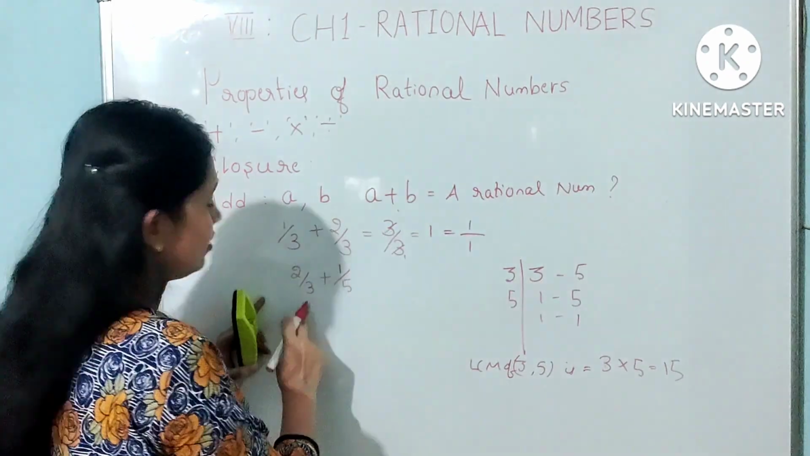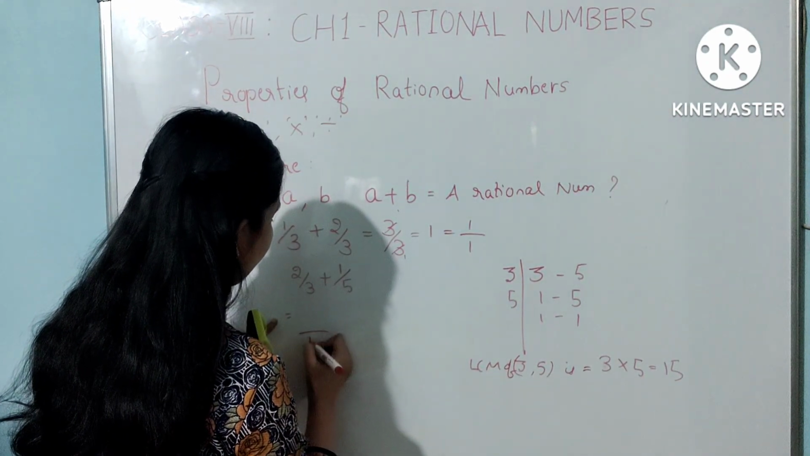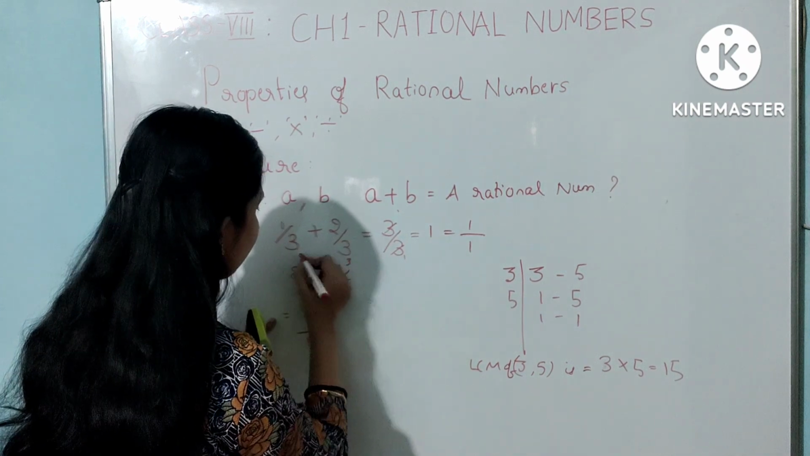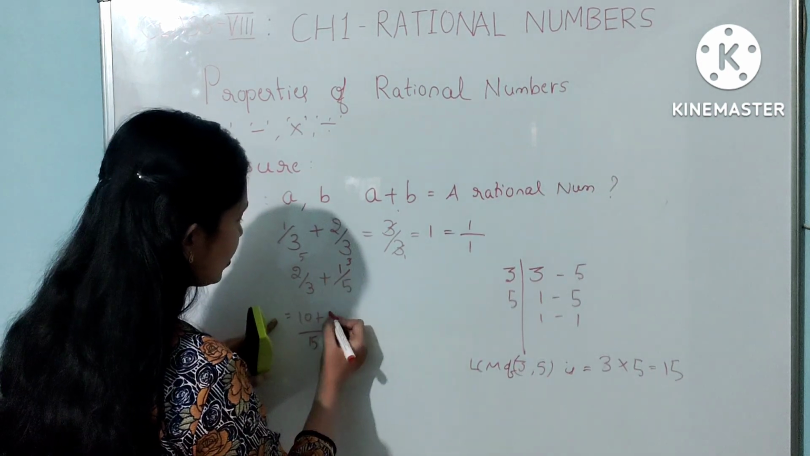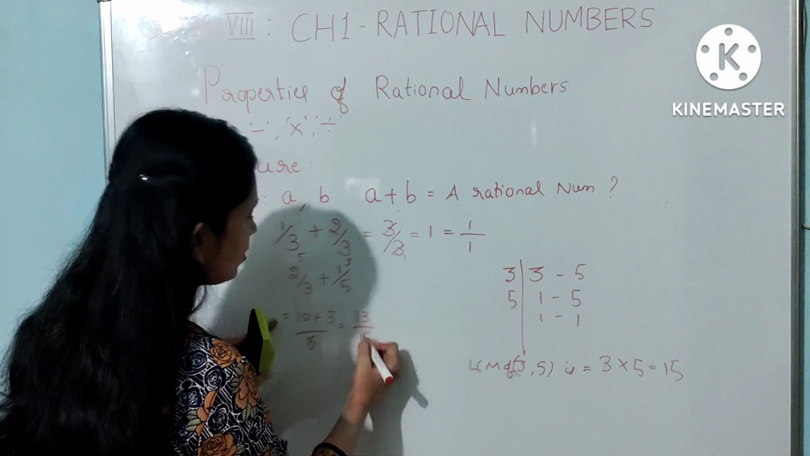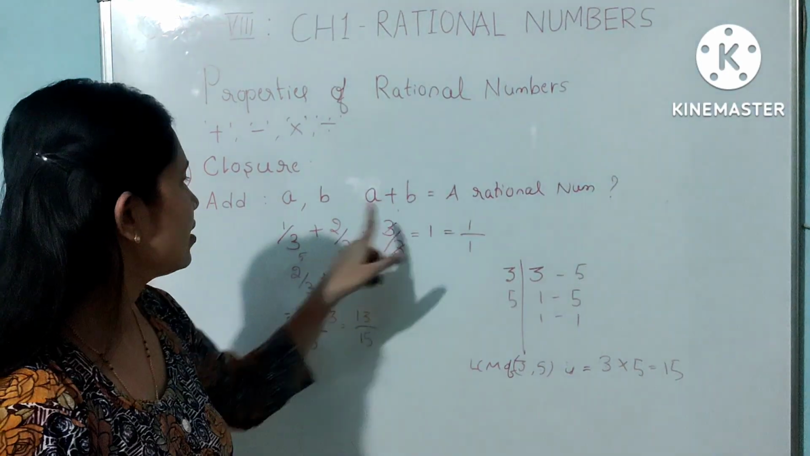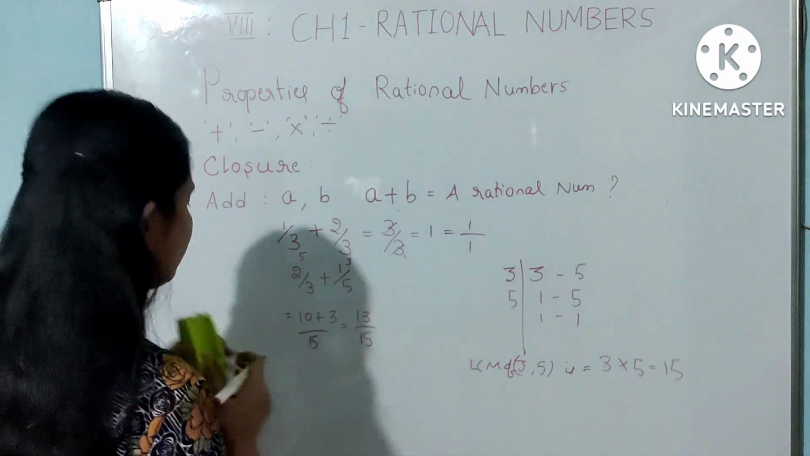So we can write 3 into 5, which is 15. We have to make the denominators the same. So 3 fives are 15, 5 threes are 15. So 2 fives are 10 plus 1 three is 3. So 13 by 15. Again, it's a p by q format. Can we say it is a rational number?